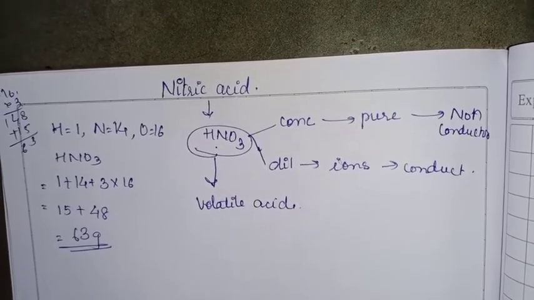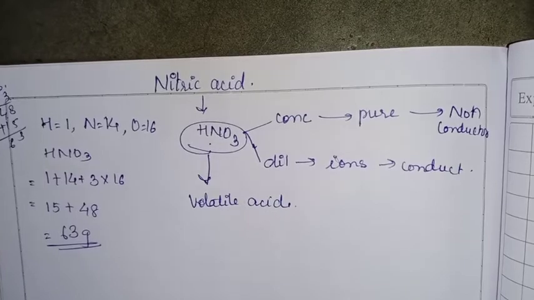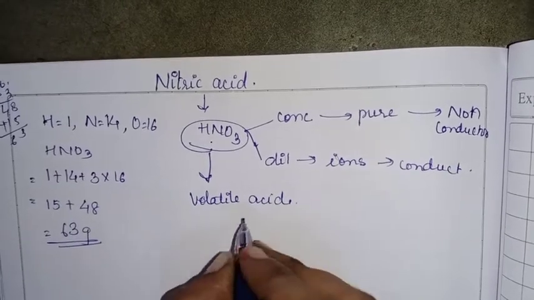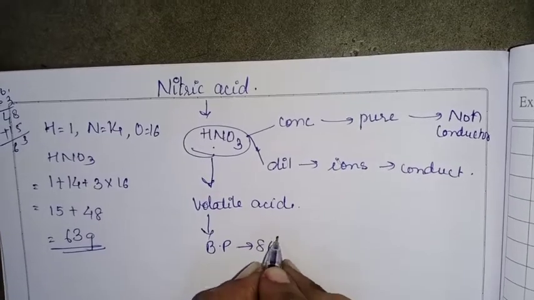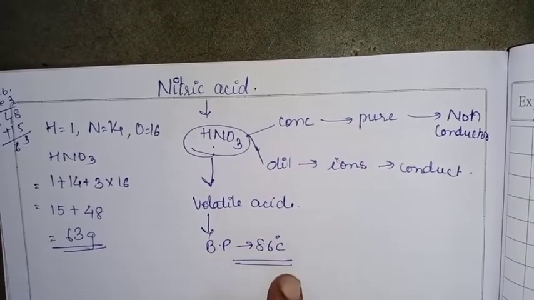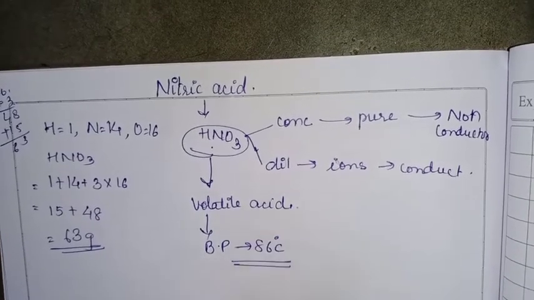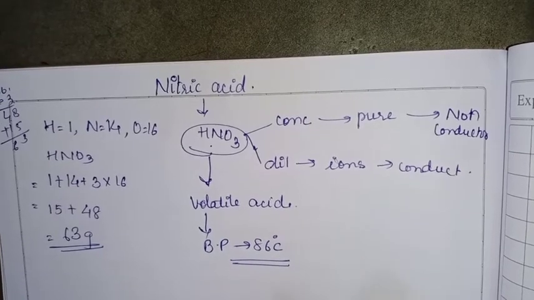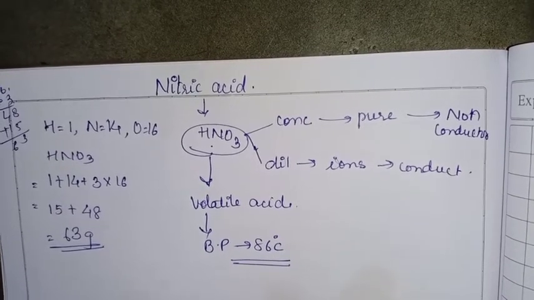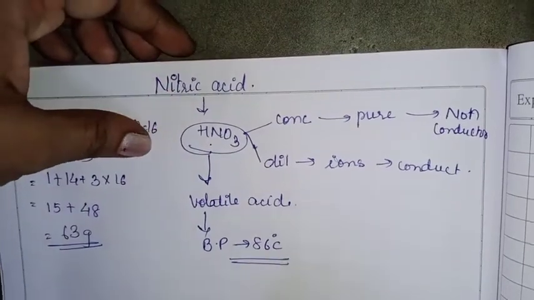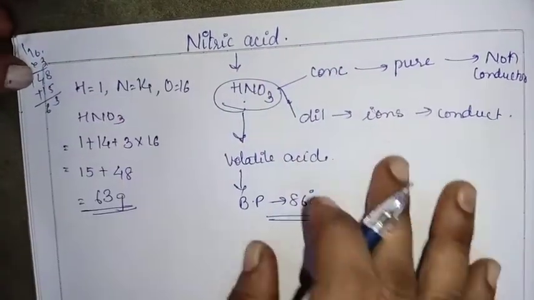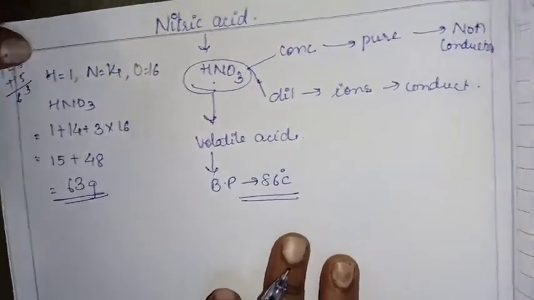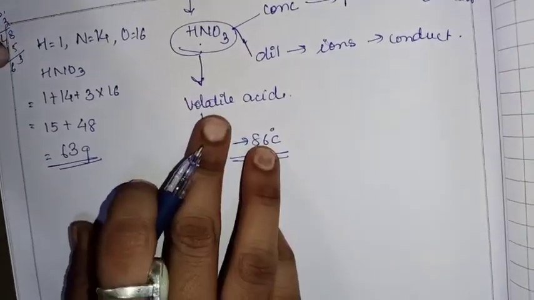And its boiling point, children, is 86 degrees Celsius. It is below 100 degrees Celsius, hence it is a volatile acid. Now it forms a constant boiling mixture at 121 degrees Celsius, that we will see later on. So this is general about nitric acid. Now it is a volatile acid.